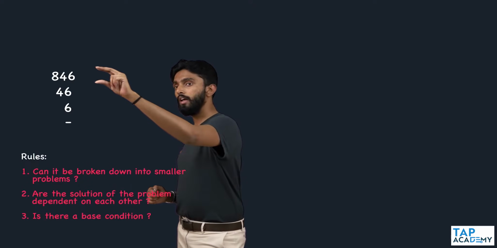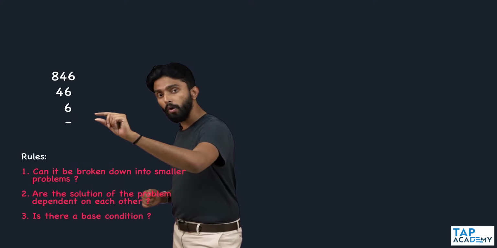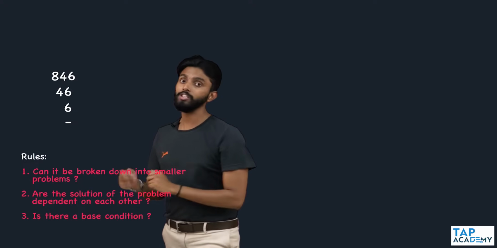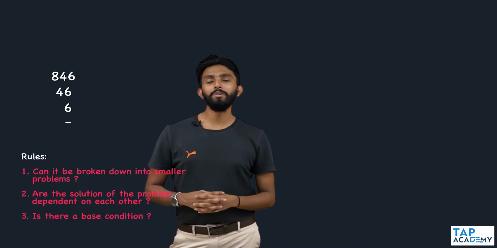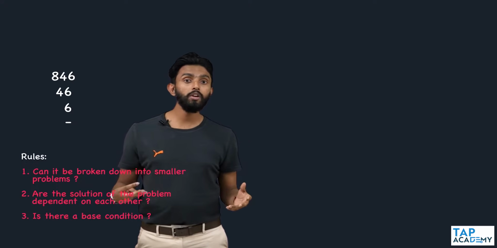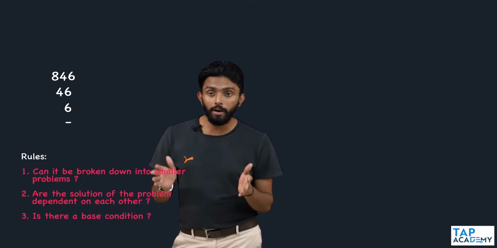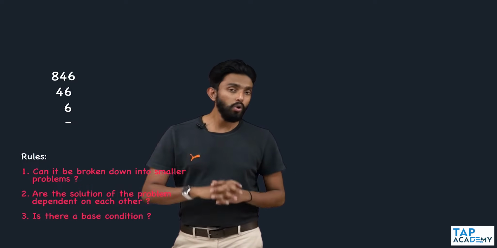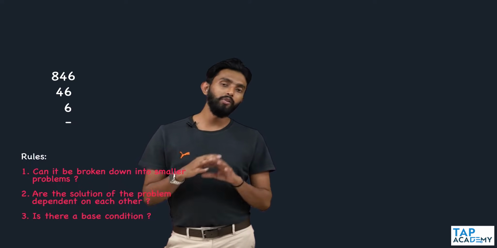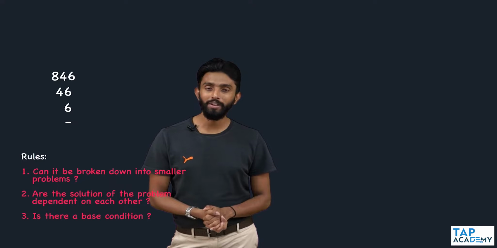So, one thing is that definitely I can break it down into a smaller problem. And definitely each problem's output depends upon the other problem. 846 depends on 46, depends upon 6, 6 depends upon empty anyways. I hope you're able to think. And hence, definitely my first two conditions of recursion are satisfied, and most definitely there is a base condition because it will become empty at one point of time. So how using recursion are we going to solve this? Well, for that, let me start generating the recursion tree, and easily from that you will be able to understand.